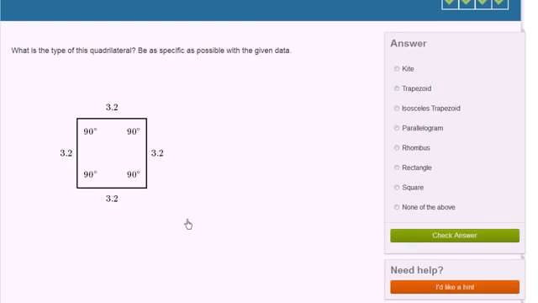What is the type of this quadrilateral? Well, we could say it's a parallelogram because all of the sides are parallel, but if we wanted to be more specific, you could also see that all the sides are the same. So you could say it's a rhombus, but you could get even more specific than that. You notice that all of the sides are intersecting at right angles. So if we wanted to be as specific as possible, this is a square.